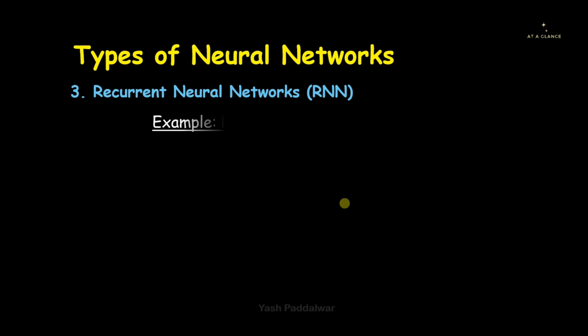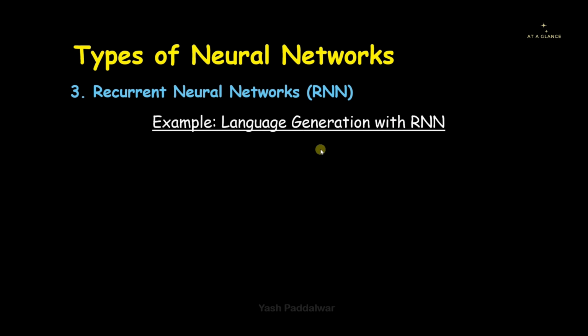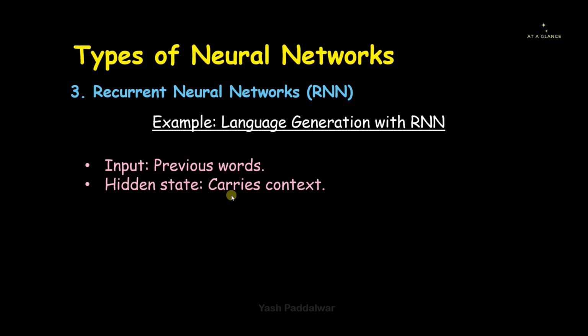Now let's move on to a simple example. The example is of language generation with RNN. Language generation means predicting the next words. So the flow of this example goes like this. The input takes the previous words, that means the words through which the next words are to be predicted.